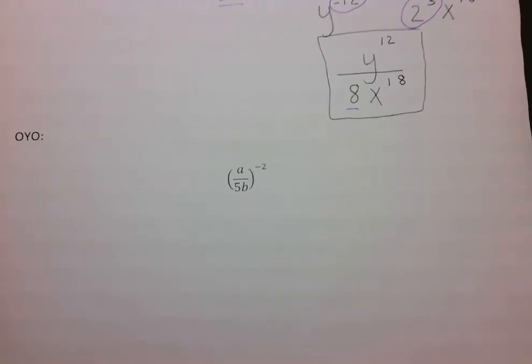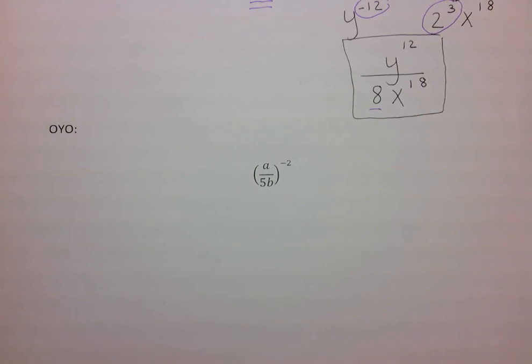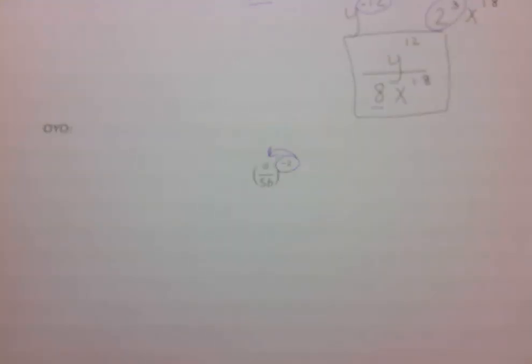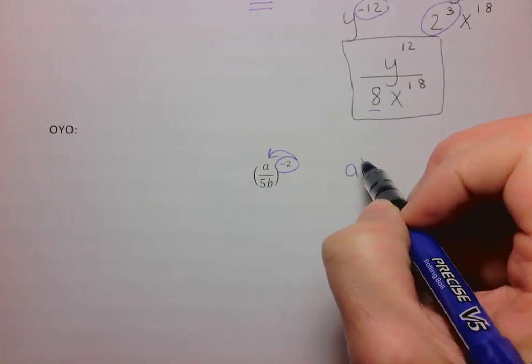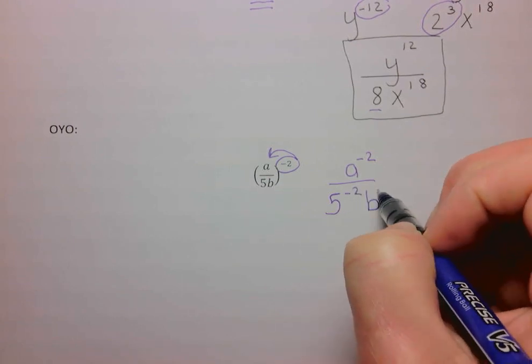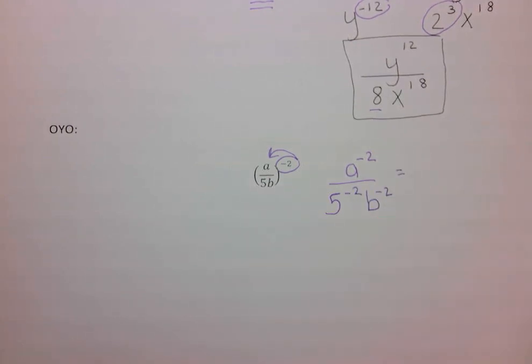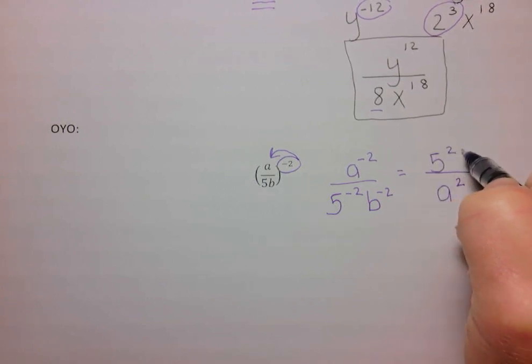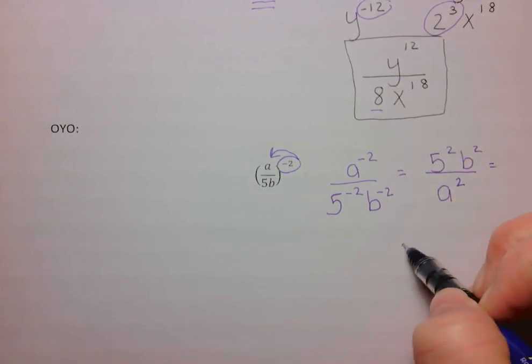So after you work that out, go ahead and hit pause and work out this problem on your own. I need to distribute this -2 to every exponent that's inside the parentheses. Then everything that has a negative exponent needs to be moved. And then I can simplify.